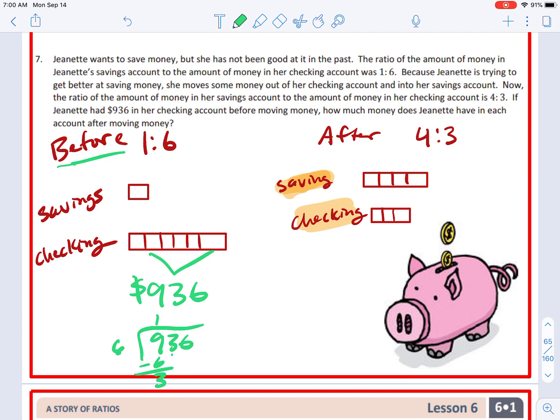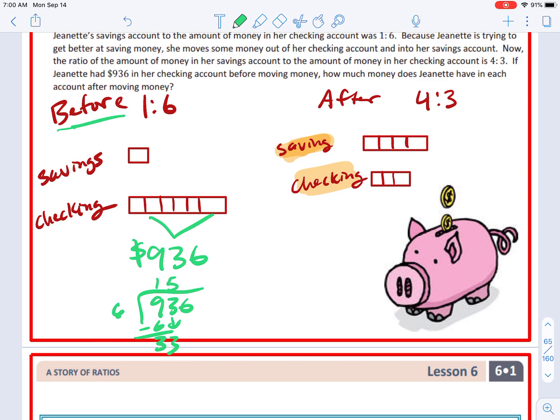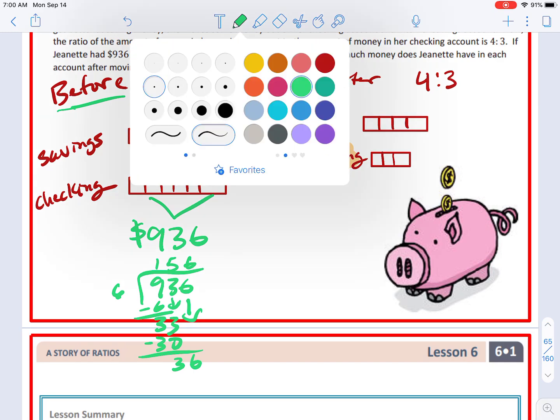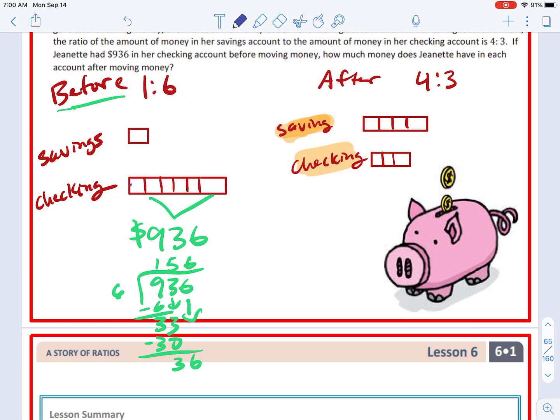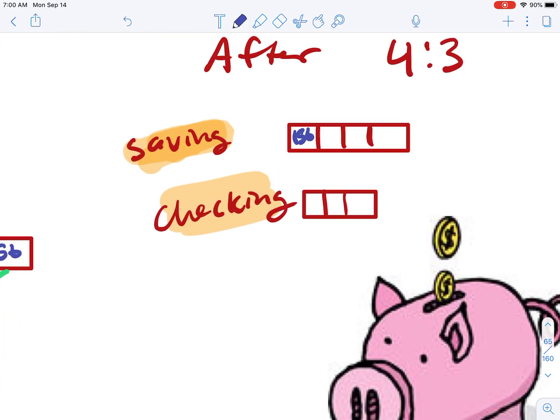6 goes into 9 one time. We subtract 6 and get 3, bring down the 3. 6 goes into 33 5 times. 5 times 6 is 30. We bring down the last 6. 6 goes into 36 6 times. So 156 is going to go in each unit. And then 156 is going to go in each of these units as well. And now we just do the math.